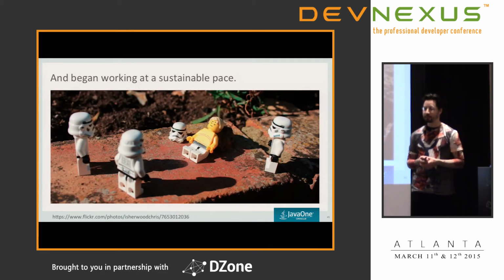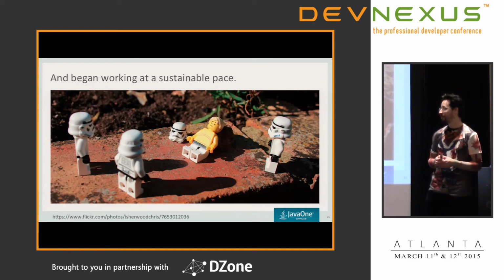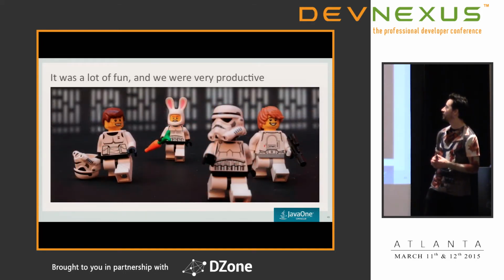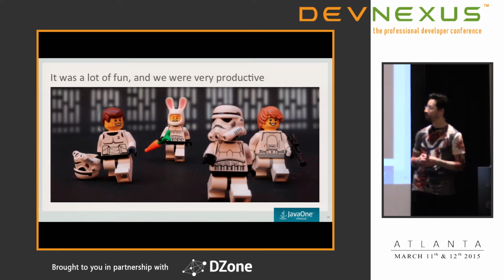Started working at a sustainable pace. Well, sustainable pace for the Valley, like, you know, 9-10-hour days. But in comparison to the rest of the teams, we were having a relatively leisurely life. And, you know, pretty productive, happy team, knocking stuff out, getting stuff shipped. So, you know, life was good.